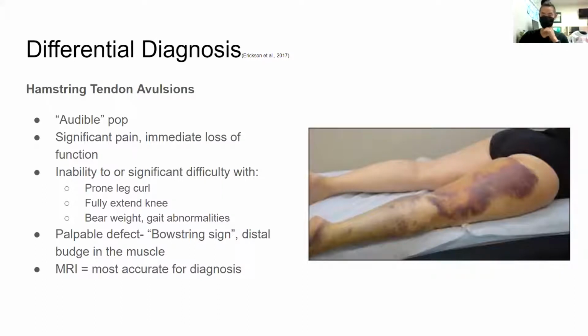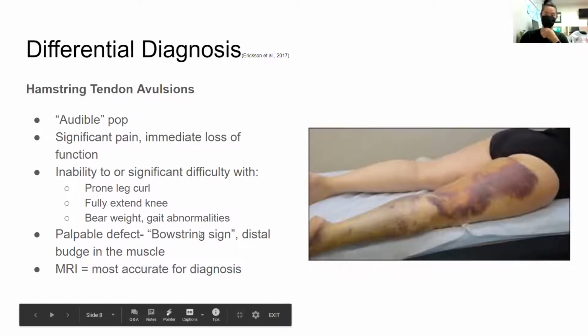Usually following the injury, they'll have an audible pop, or they'll have significant pain and a significant loss of function immediately after the injury. So things to look for are whether they can perform a prone leg curl, whether they can fully extend the knee, or whether they can bear any weight on the affected limb. The combination of those things gives you a picture that maybe it's more serious than just a hamstring strain.